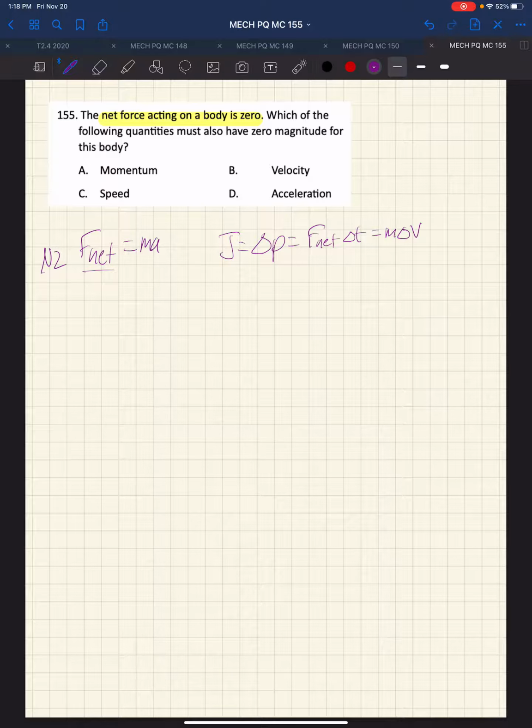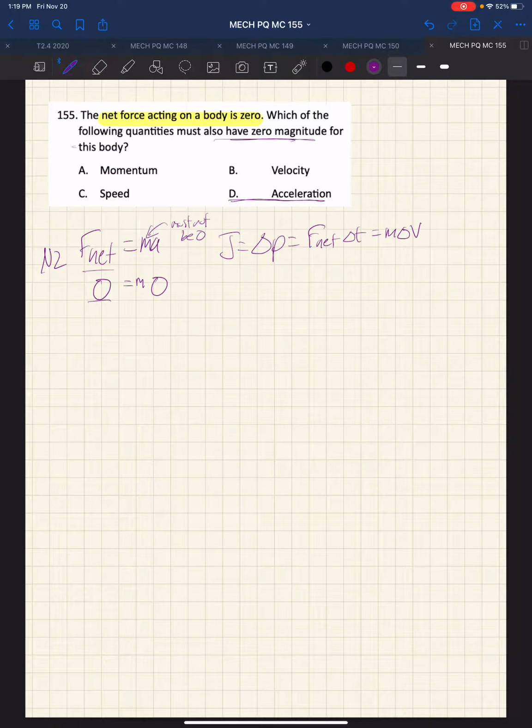Which of the following quantities must also have a 0 magnitude for this body? So the net force is 0. What must also have a 0 magnitude? Well, if the net force is 0, let's see, it's a body, so the mass must not be 0, because all bodies have mass. So there's mass, and so if the net force is 0, the acceleration must also be 0. All right, so we think positively that D is the answer, but let's go through and check these.